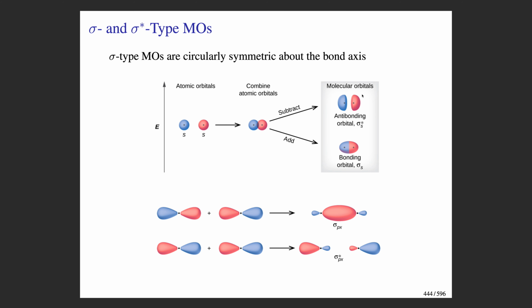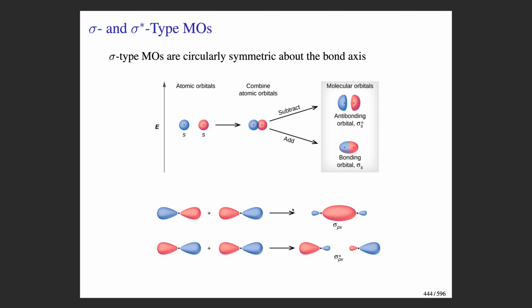The reason it's sigma is because it still has that cylindrical symmetry. If you look down the bond axis, it's cylindrically symmetric. And it's formed from s orbitals, so it's still sigma s, but the star denotes that there's going to be a nodal plane between the two atoms. And so this destabilizes the molecule. Notice that the energy of the bonding orbital is lower than the energy of the atomic orbital, since energy goes up in this diagram. So the bonding orbital stabilizes the molecule. The anti-bonding orbital, if you were to put electrons in it, would destabilize the molecule.